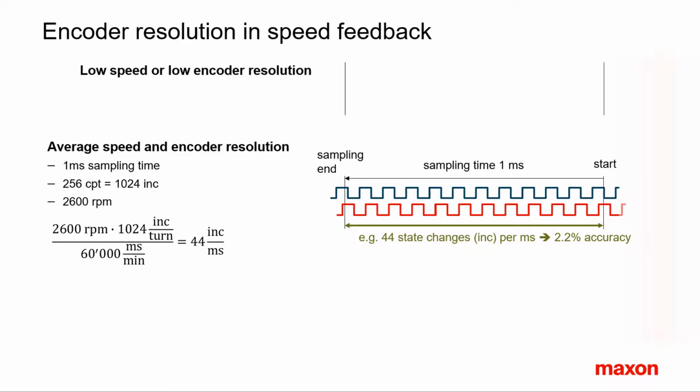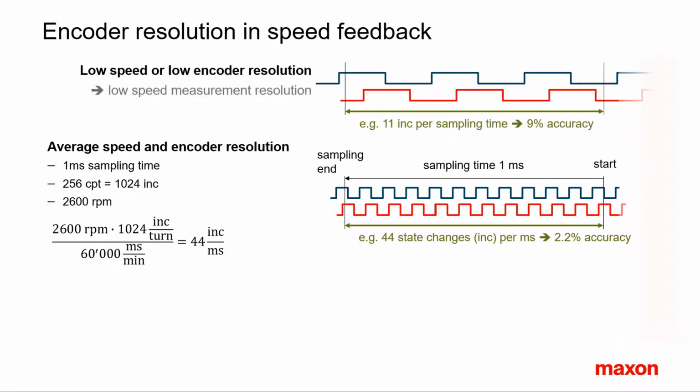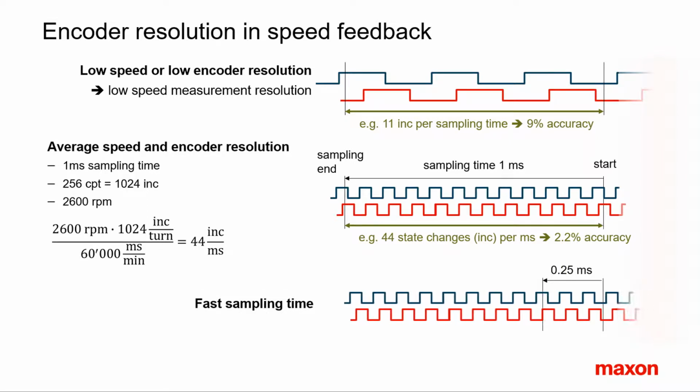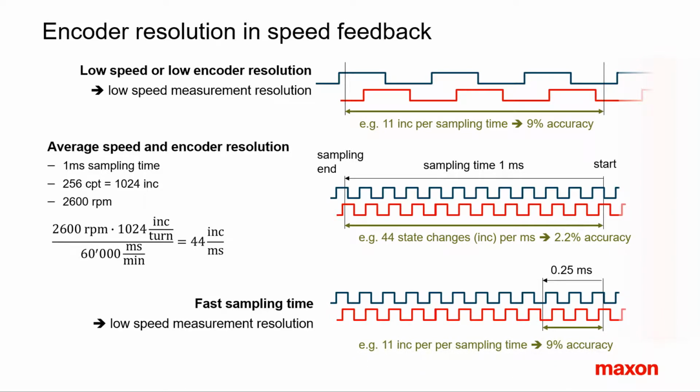The situation looks different at low speeds or at lower encoder resolution, however. In the same millisecond, there are fewer increments. The resulting speed resolution is still 1 increment per millisecond, but this corresponds now to about 9%. A similar effect is obtained by a faster sampling. There is a tendency towards faster sampling times in modern controllers. And we have seen on the previous slide that for narrow speed tolerances, faster sampling is a good thing to do. However, for the same speed and the same encoder resolution, there are fewer increments and the resulting speed resolution will be lower.